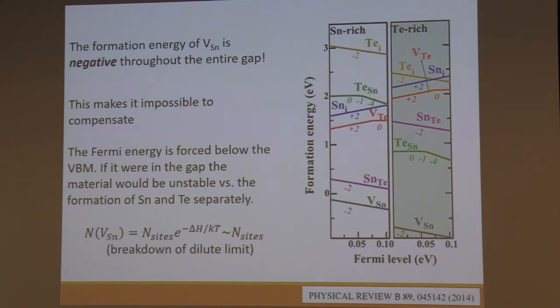There's a related material, lead telluride, that doesn't have this problem. So you can get a little sneaky if you alloy tin telluride with lead, because that lowers the valence band of the material, in which case the vacancy now becomes positive energy. But you're actually moving away from this material when you do that.